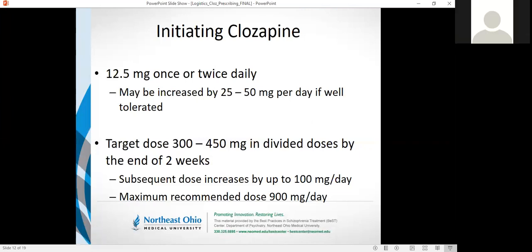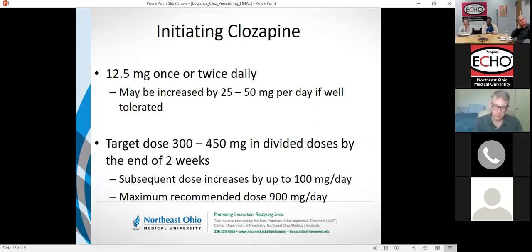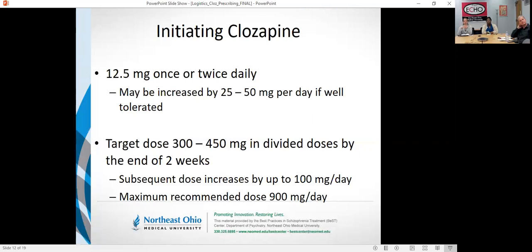Further dose increases can be made. They can increase by no more than 100 milligrams a day, and the recommended maximum is 900 milligrams a day. Now, there are some reports in patients who are smokers. So the aromatic hydrocarbons in cigarette smoke can induce the cytochrome P450 1A2 enzyme. What that means is it can metabolize clozapine a lot faster.